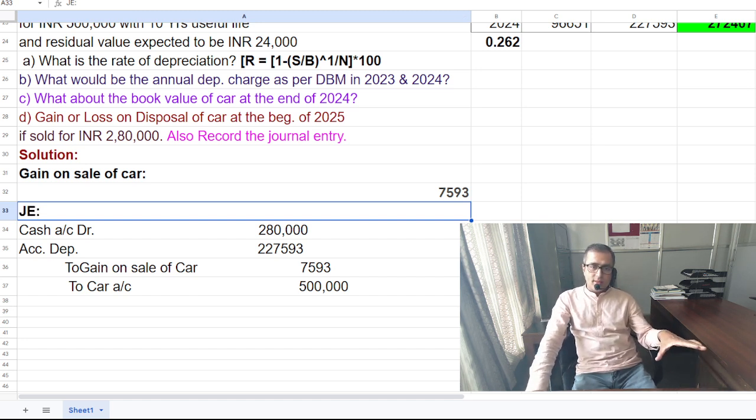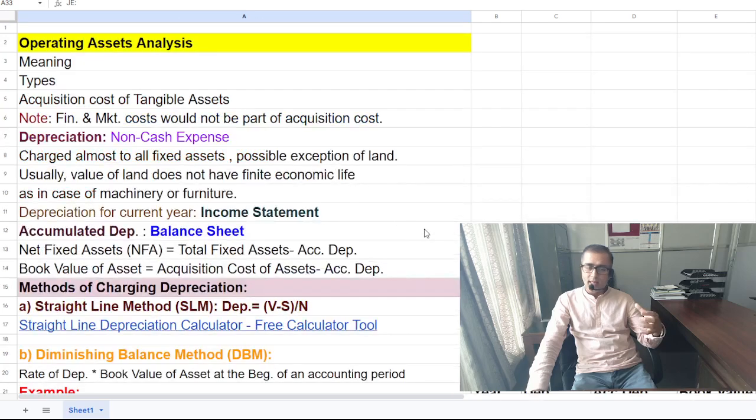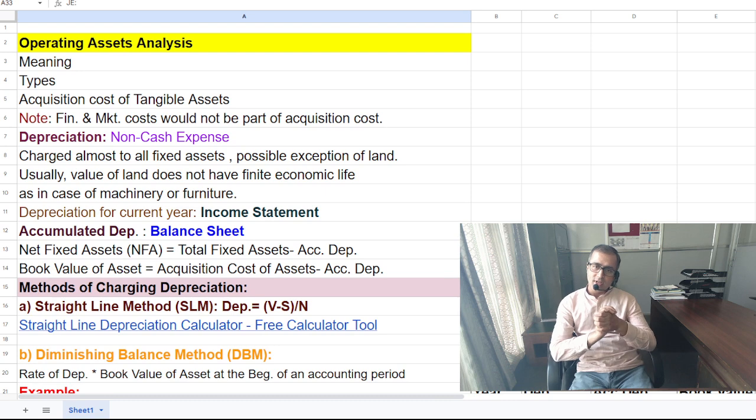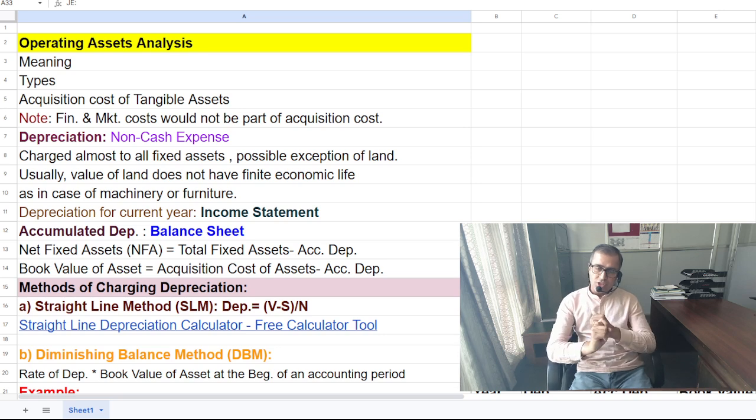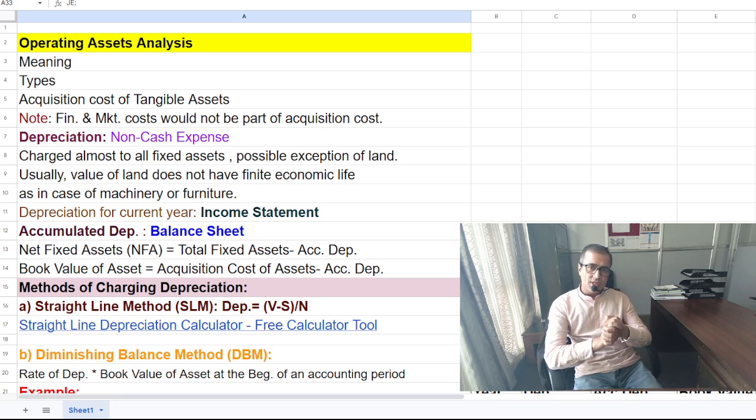Okay, friends, these are the things that I would like to share today. I believe that whatever I discussed today about the concept of operating assets analysis will be useful for all of you for your examinations. Overall, understanding of the depreciation concept, book value, accumulated depreciation, including the journal entry analysis, friends.